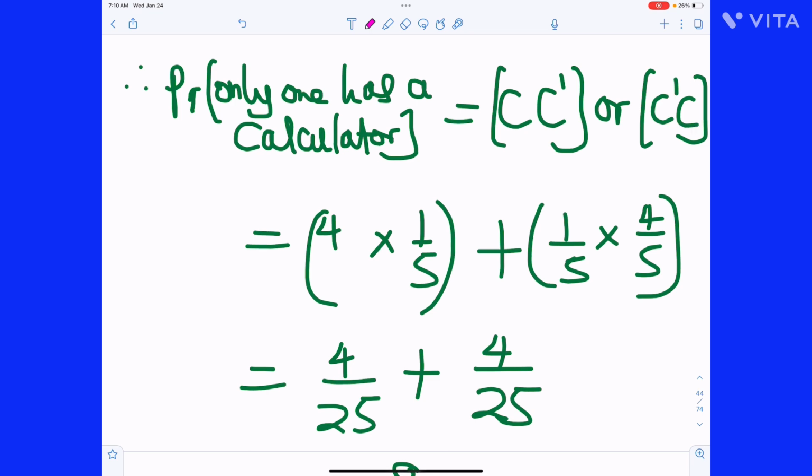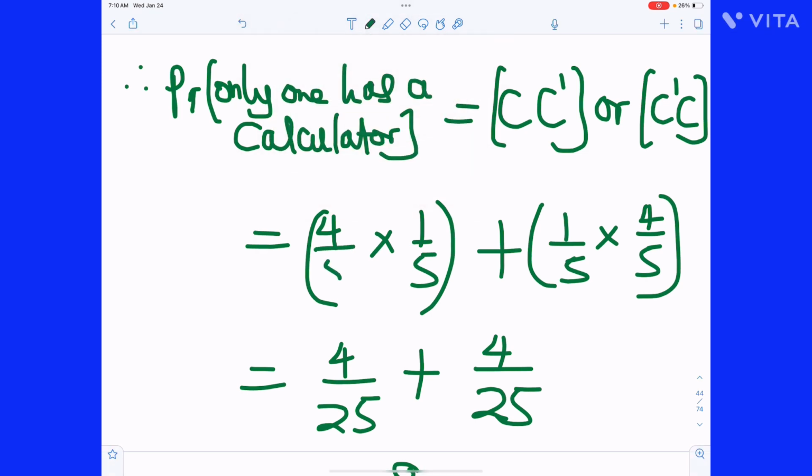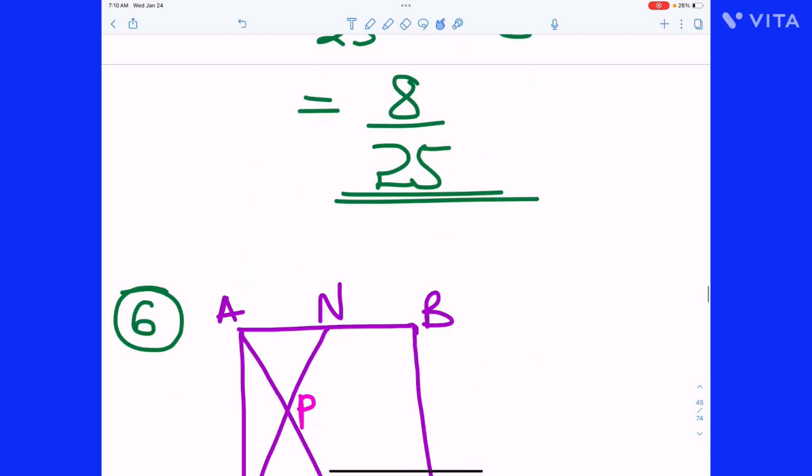Or first time, the student you choose has a calculator. Second time, first time, the student you choose doesn't have a calculator, but the second time, the student you choose has a calculator. So that's 4/5 times 1/5. Or first time the student doesn't have, the first student you choose doesn't have, and the second student you choose has. I'm writing those words so you know how to use them. You add, you get your answer.